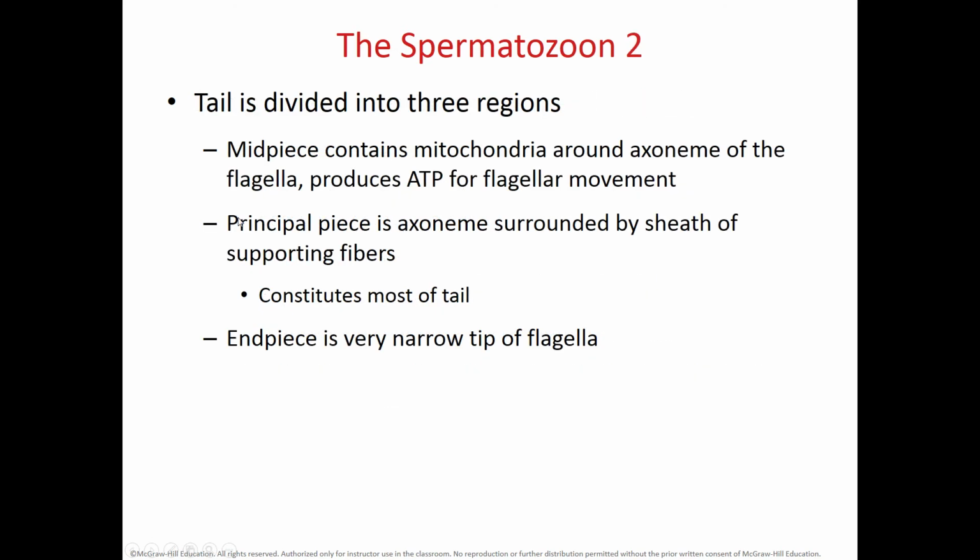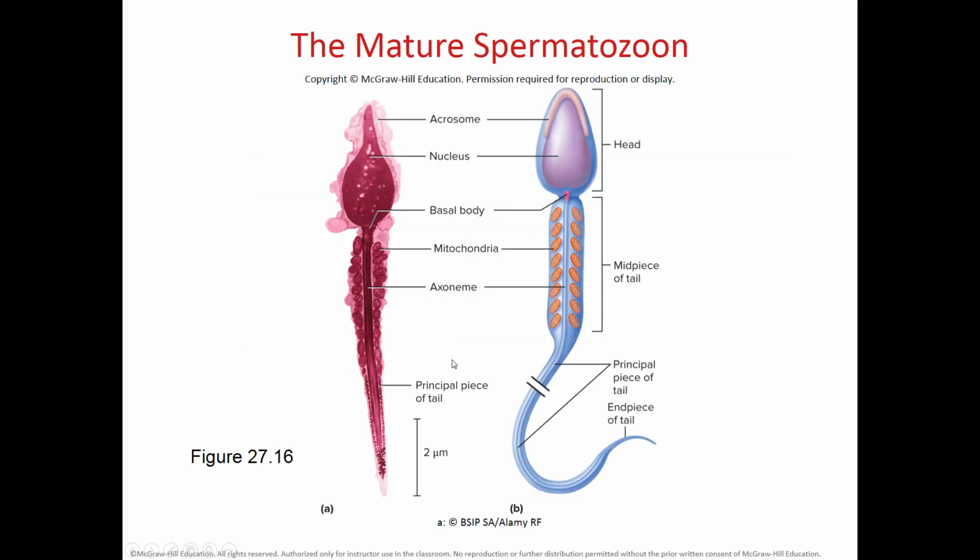The tail has the mid piece where you have the mitochondria, the main piece that has a membrane called the axoneme, and then you have the end piece, which is the tip of the flagella. And this is the actual mature spermatozoon.